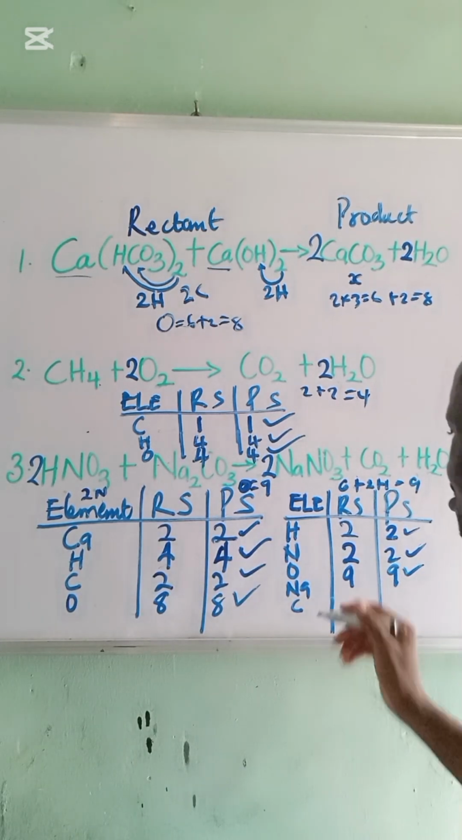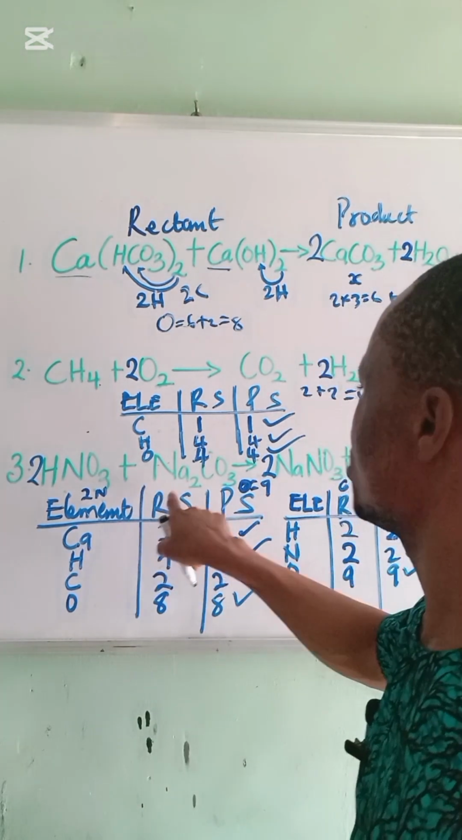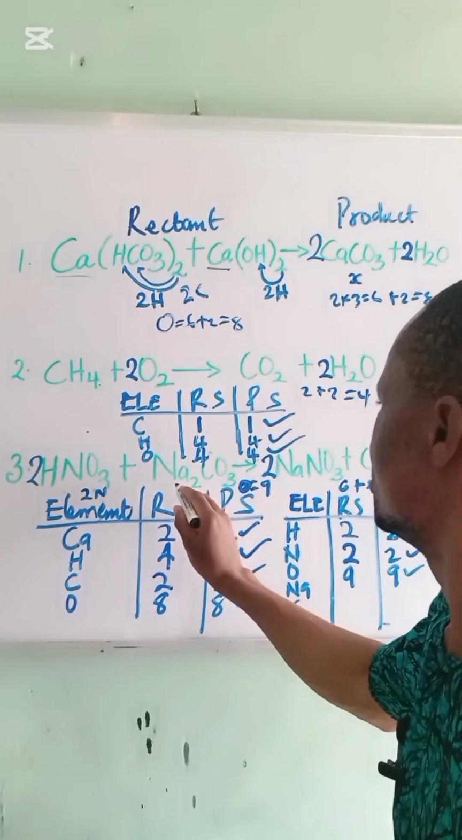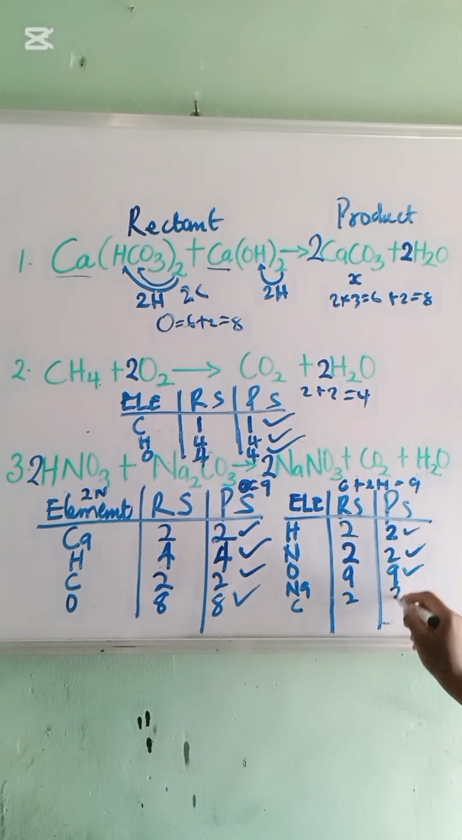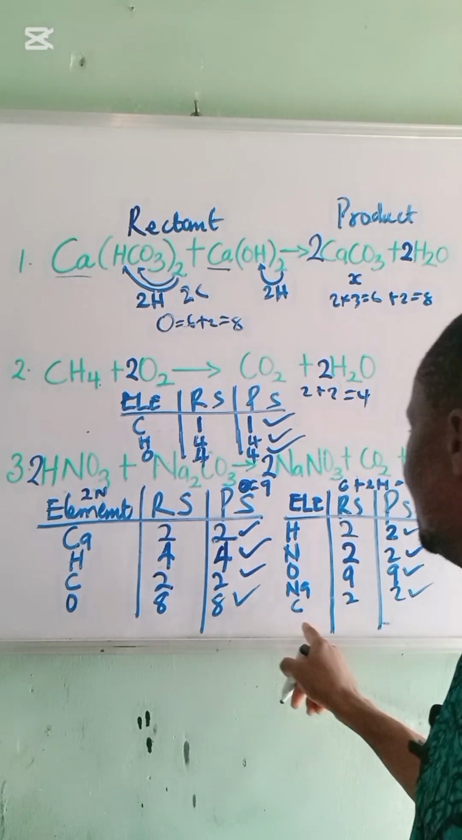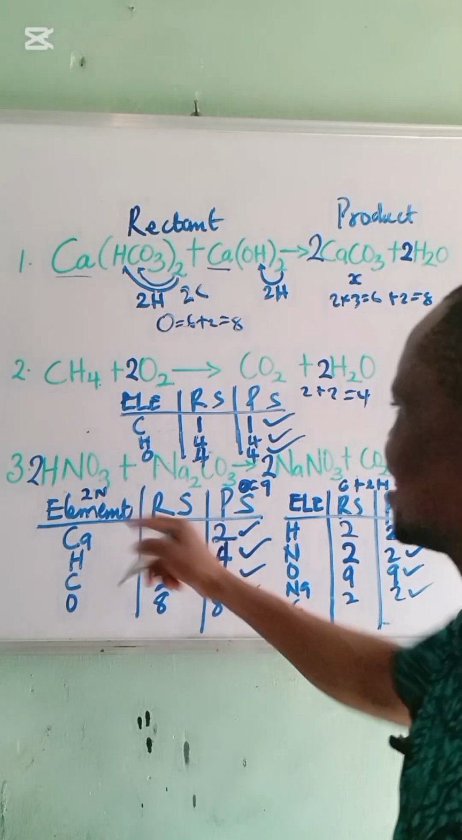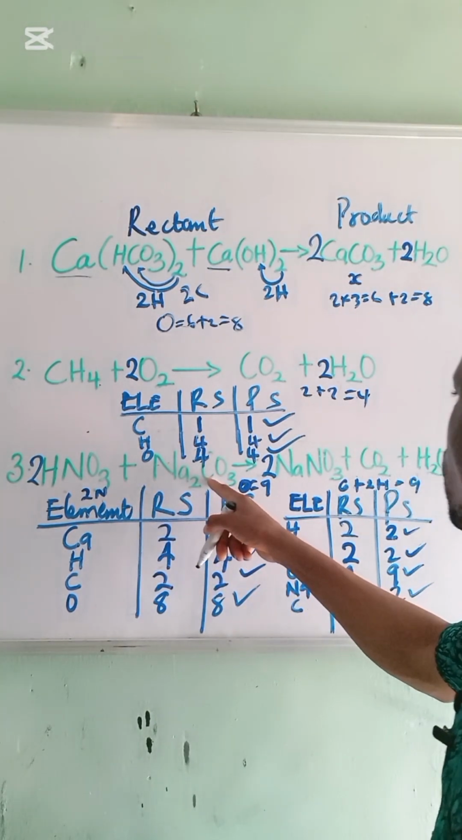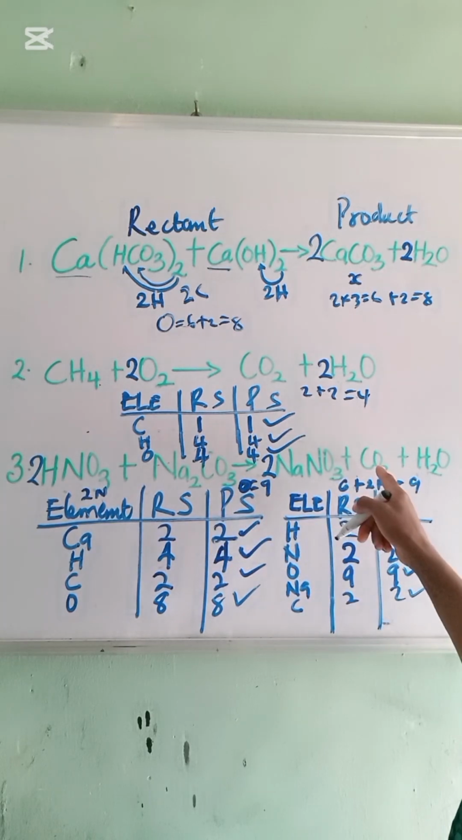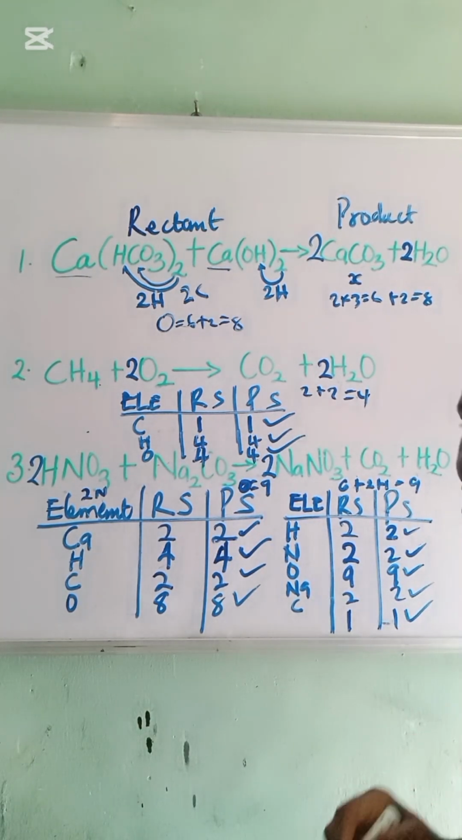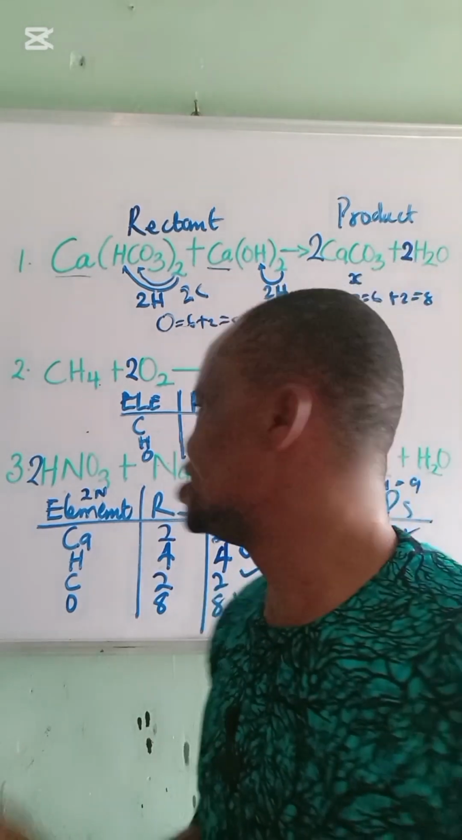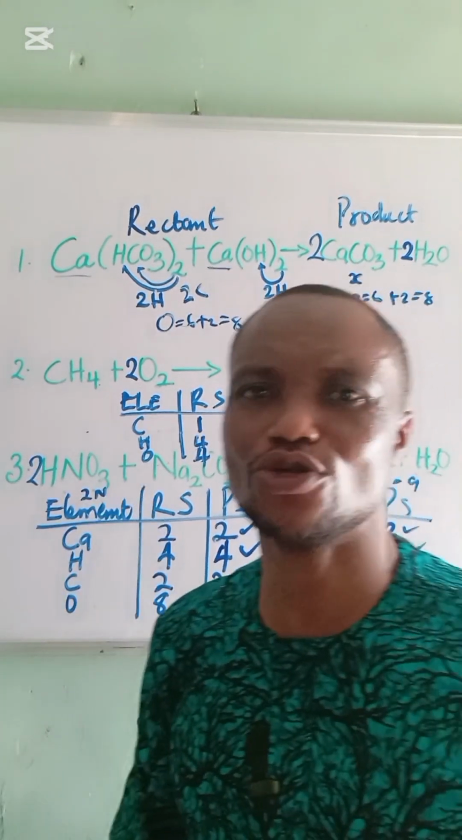So balanced. Let's check sodium. Sodium is 2 here. There is 2 sodium here. And there is 2 sodium here. So 2, 2. Balanced. Finally, carbon. Carbon is how many here? 1. And carbon is 1 here. So 1, 1. Balanced. So that is how you use this simple trick to balance your chemical equation.